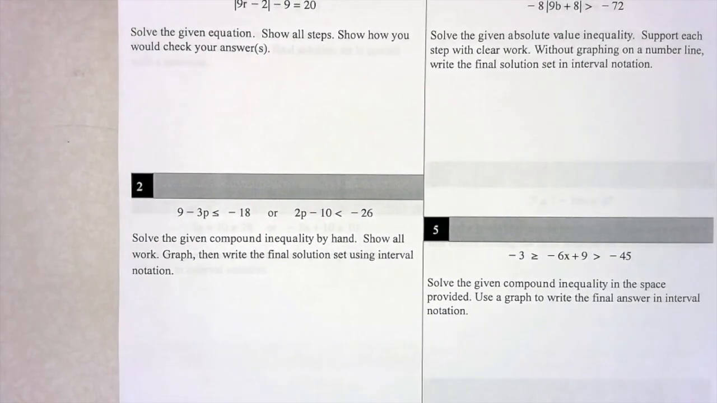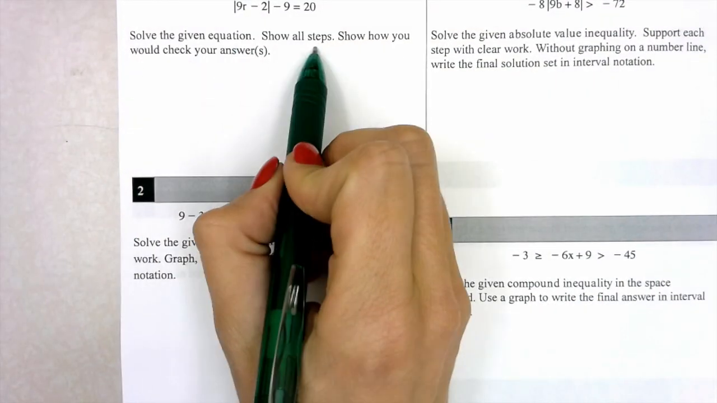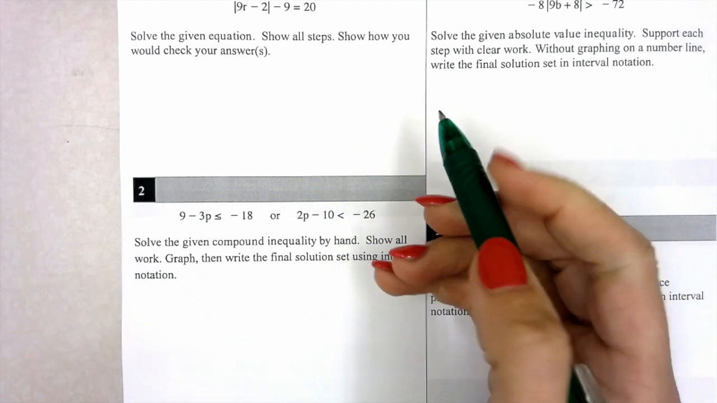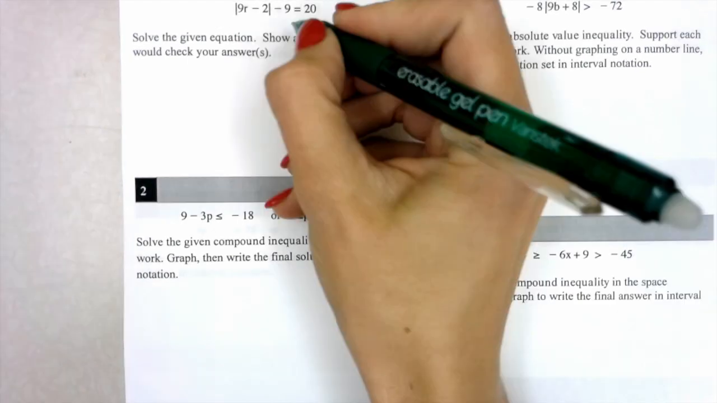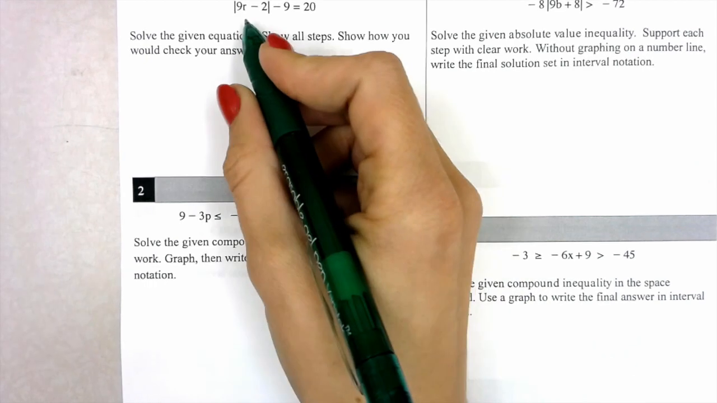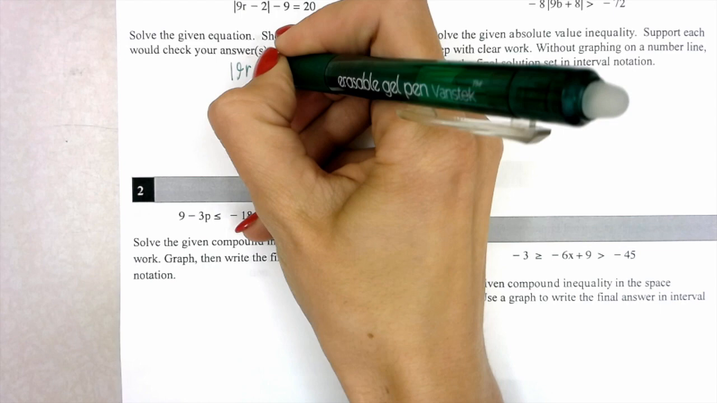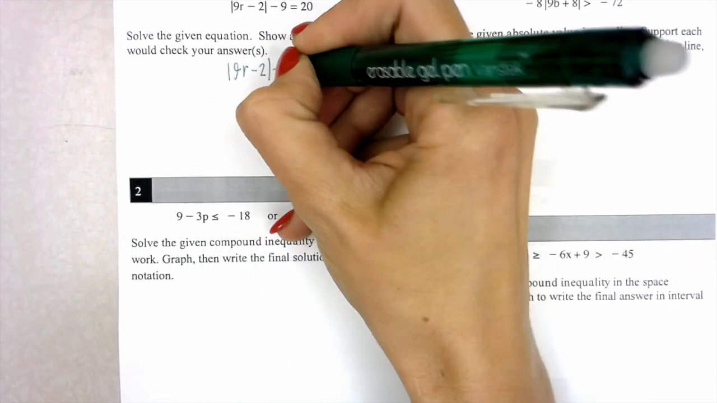So here we have problem number 1. We have an absolute value equation. Solve the given equation, show all steps. You must do these things, okay? Show how you would check your answers. Just like the absolute value inequality, we want to isolate the absolute value first. This is a throwback to an Algebra 1 idea here. So here we're going to have 9r minus 2 in the absolute value bars, take away 9, is equal to 20.